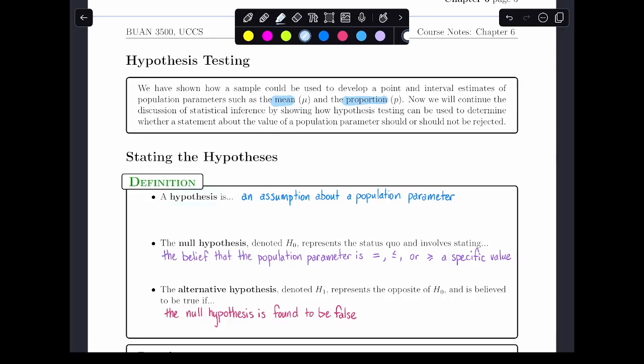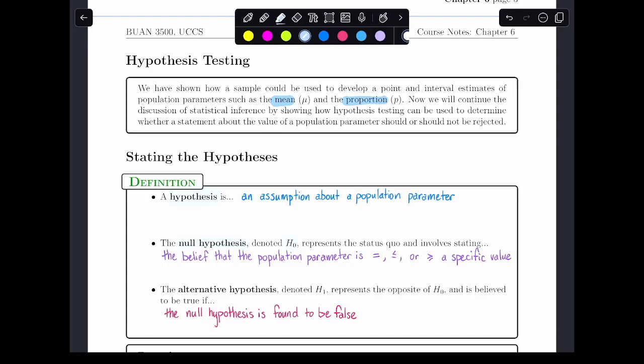A hypothesis is some assumption about a population parameter, some assumption we're making about the mean or proportion or something like that. The null hypothesis, which we're going to denote by H sub 0 or H naught, represents the status quo. It involves stating the belief that the population parameter is equal to, or at most, or at least some specific value. So it's what we're assuming is true if we don't have any other information, or maybe based on the past.